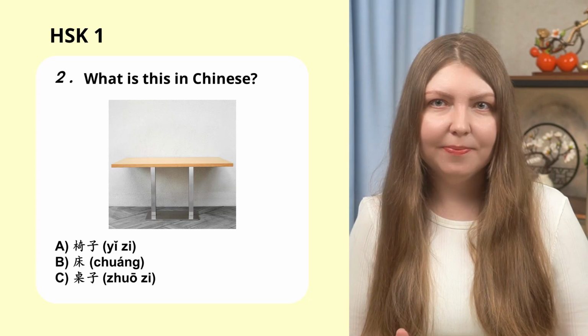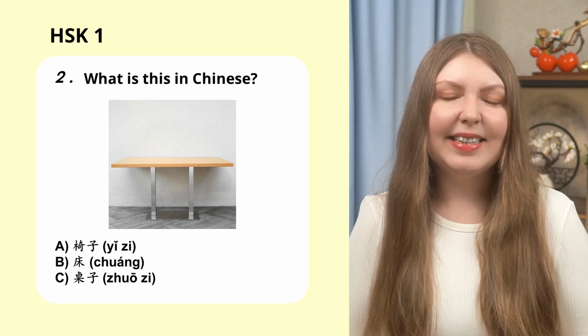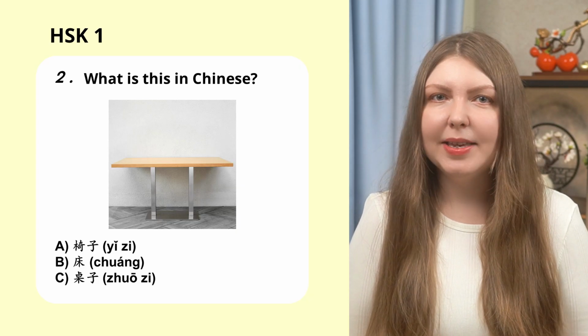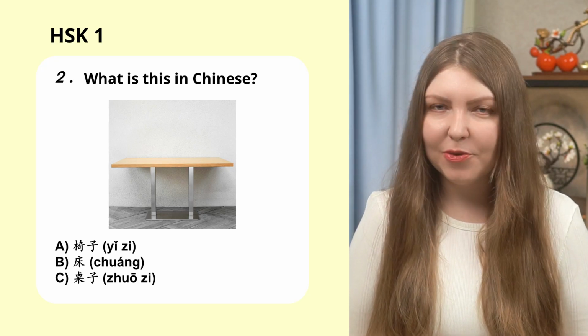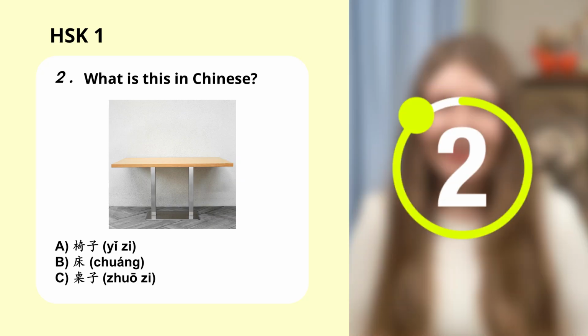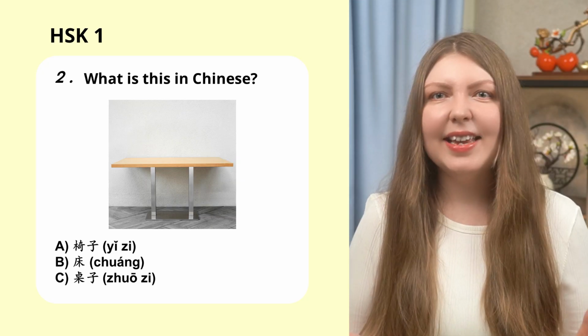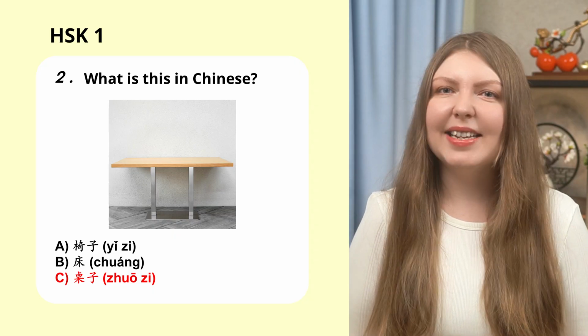Look at this picture. Say the word in Chinese. Is it A, 椅子, B, 床, or C, 桌子? Give it a moment. Okay, the answer is C, 桌子, meaning table.